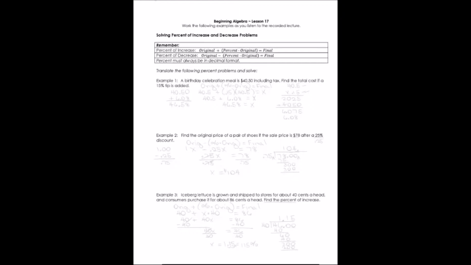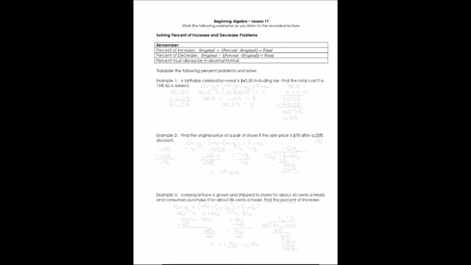So let's work a couple of these, but first I need you to learn a couple of formulas. The percent of increase formula is the original price or the original amount plus, and then we have to take the percent and multiply it times the original, and then that's equal to the final. Decrease is the same. The only difference is we subtract our percent times original instead of add. So it's easy to memorize these two formulas.